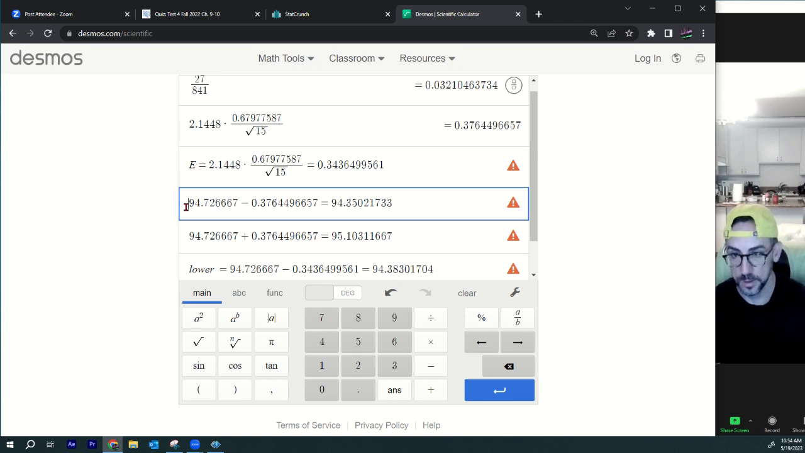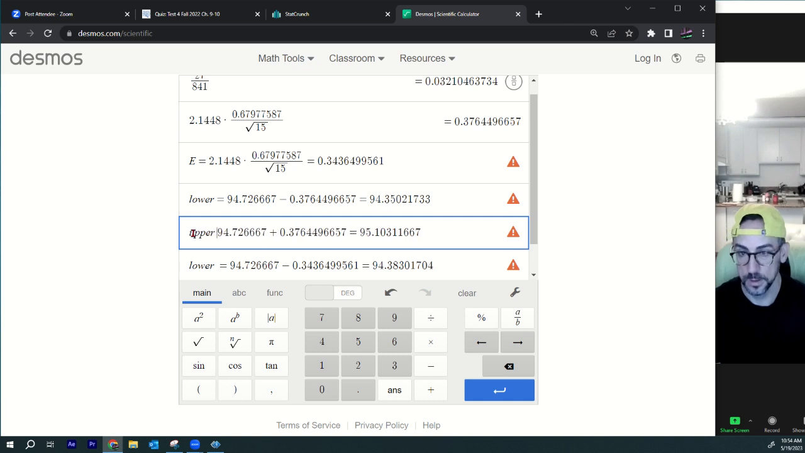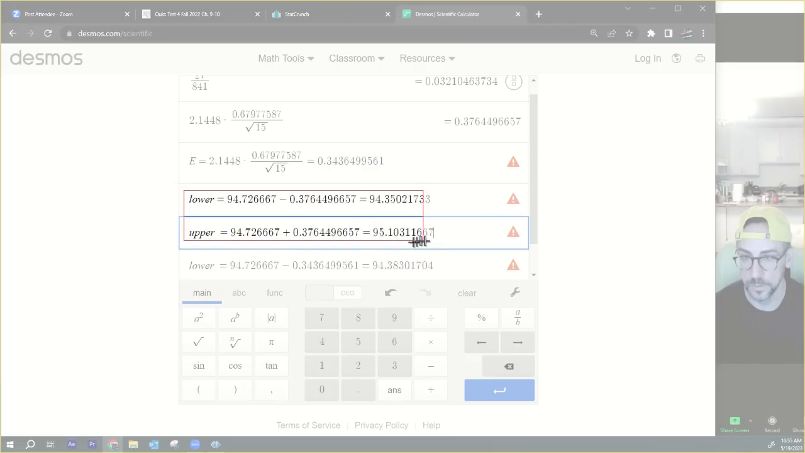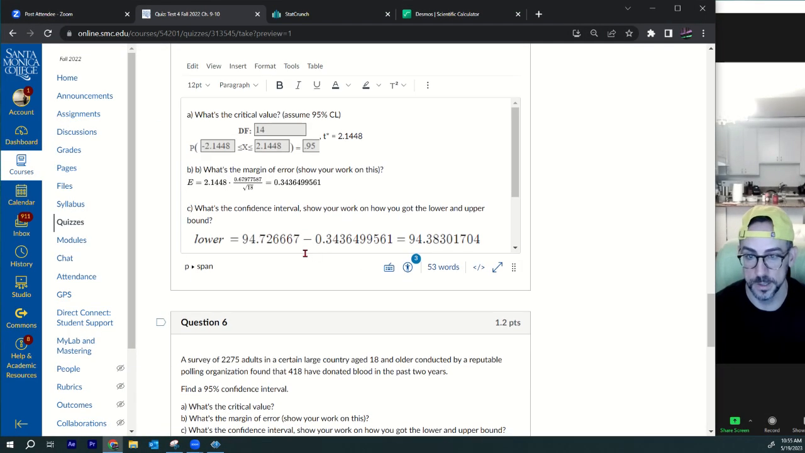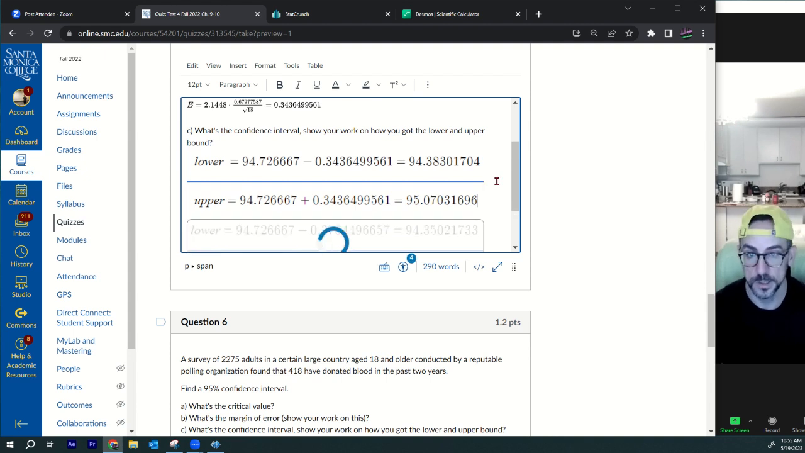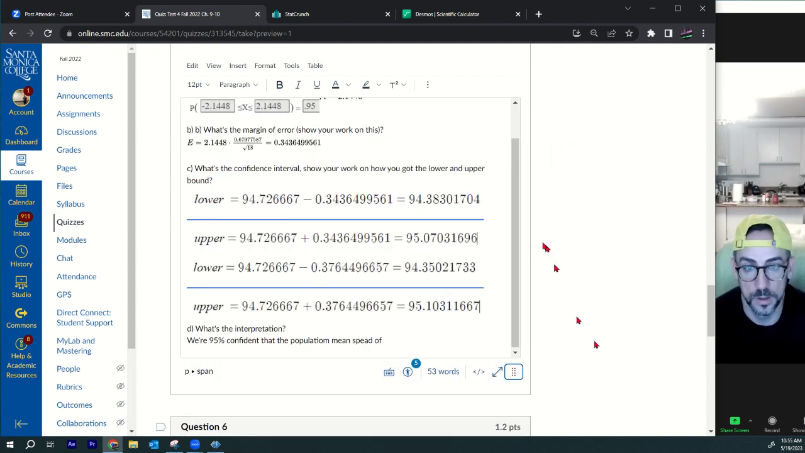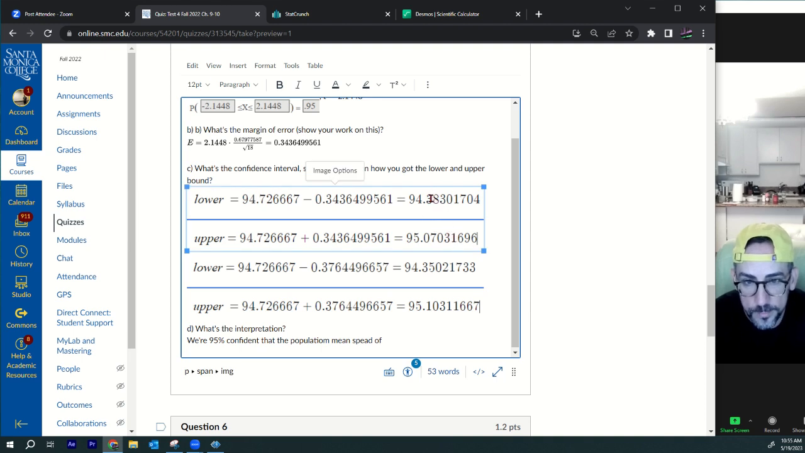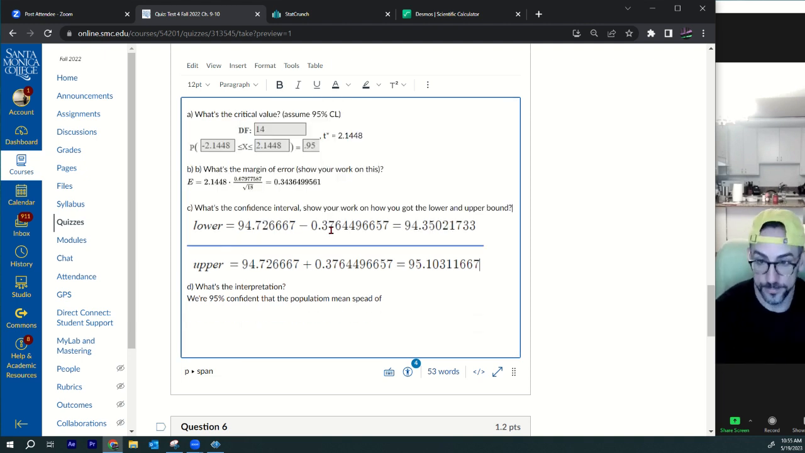So then lower equals, upper equals, right? So then that should be correct. Let's copy this. Lower, upper, boom. Easy to make mistakes, as one thing that I noticed. As I make these videos, it's so easy to make mistakes on little things, right? Let's see. 94.38 to 94.35, 95.07 to 95.10. Okay, it changed slightly. So there you go.